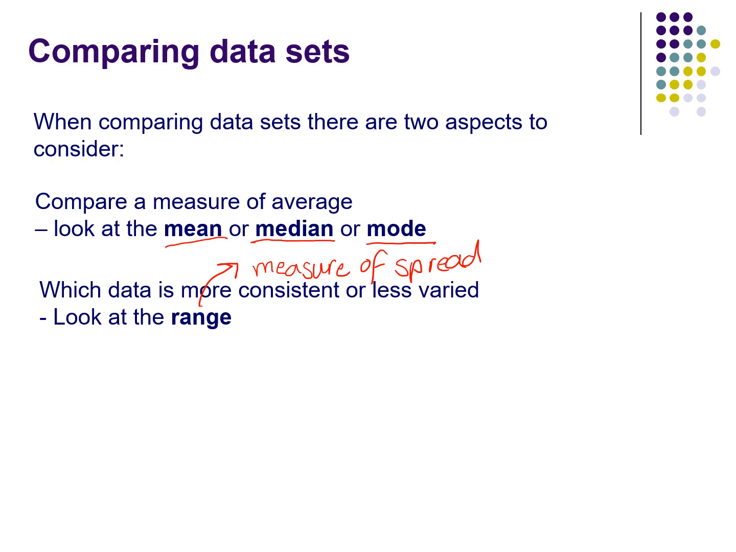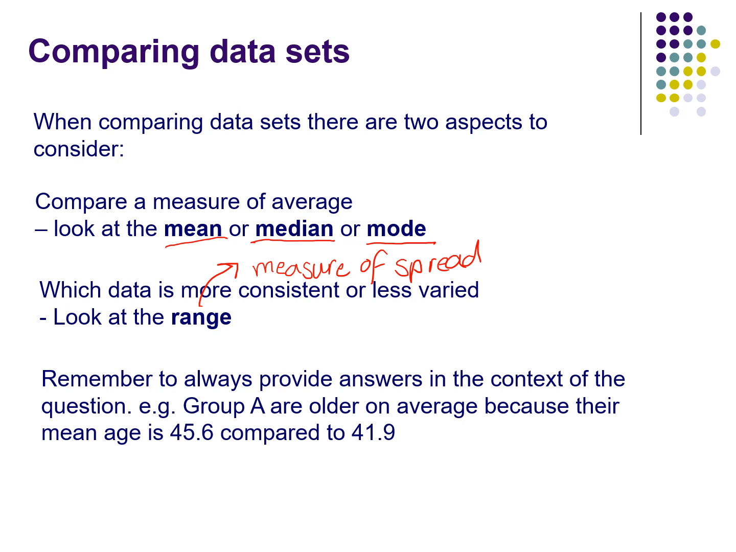Now here's the important bit to make sure you get the marks for the questions that you do in an exam or the questions you do from the book. You must make sure when you answer these or you compare the two sets of data that your answer is in context. So what that means is you don't just say the mean of one is this and the mean of the other one is this. You have to say what that actually means.